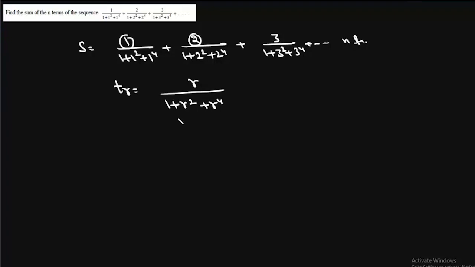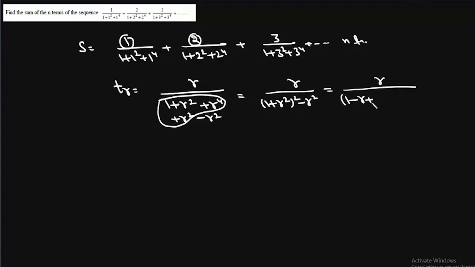upon 1 plus r square plus r to the power 4. Now we'll add r square and we'll subtract r square. We can write this as r upon, and this is a plus b whole square, so it will be 1 plus r square whole square minus r square, which is a plus b into a minus b. So it will be r upon 1 minus r plus r square into 1 plus r plus r square. Now we'll split this term using partial fraction, and we'll introduce a minus sign.